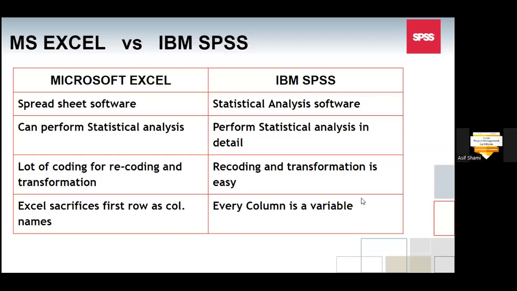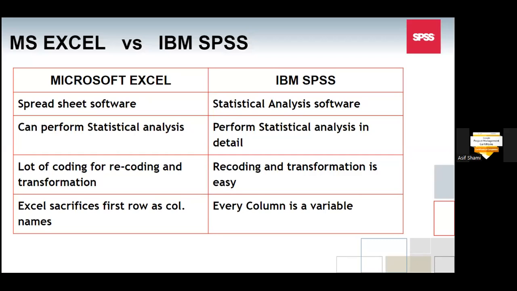A very big disadvantage of Excel is that it sacrifices the very first row as a column header, the column name. Because if you have 1012 observations, then in Excel the last row number is 1012, which means you have the data of 1011 observations, not 1012 observations.